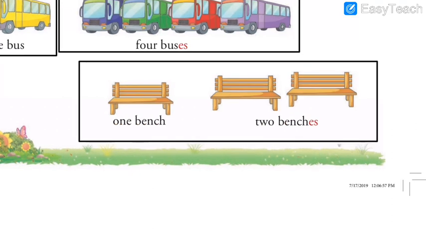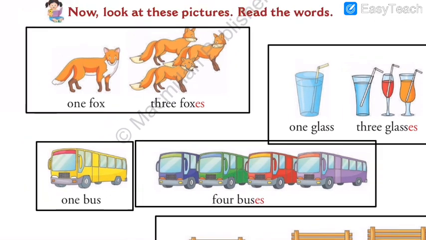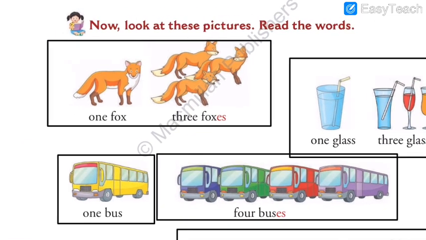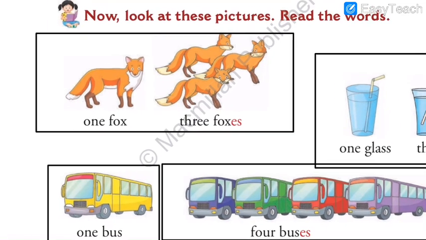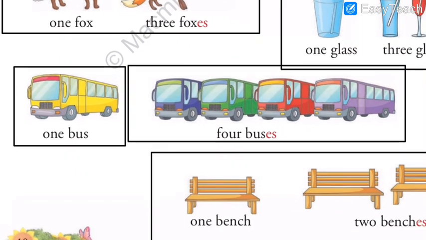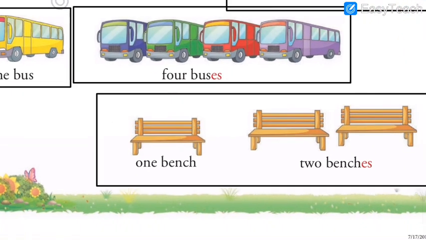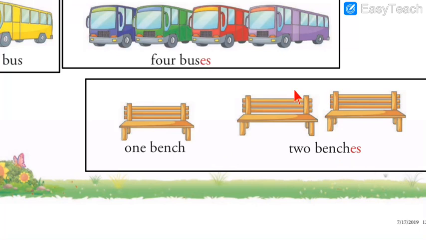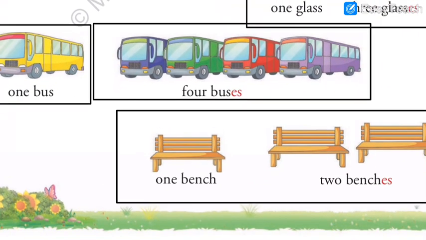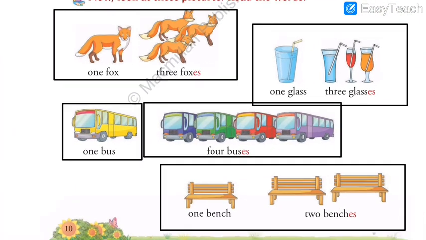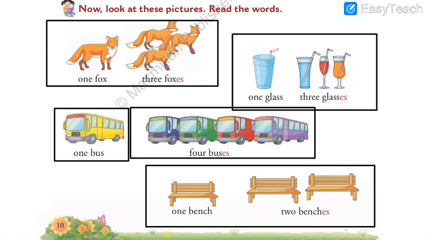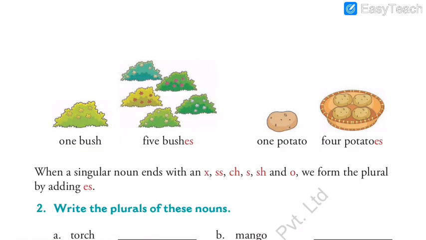Now those who are smart enough might have observed that in all these below examples, the plural was made by adding es at the end of the word, at the end of every example. If you can see bench, benches, es, again buses, es. So this is the second way of making plural words out of singular words. Correct?